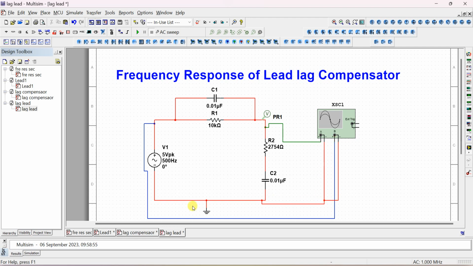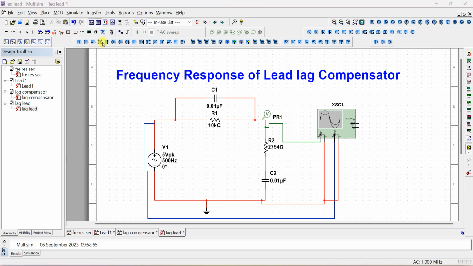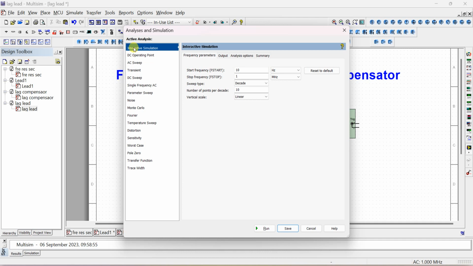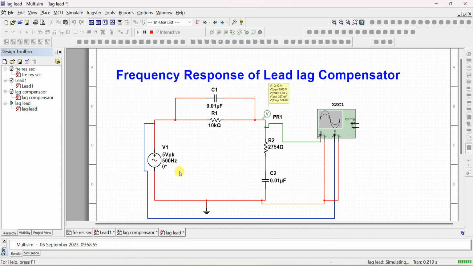Now, to find the phase shift at a particular frequency, we have to find phase shift. So don't go for AC sweep. Go to simulate analysis. You have to go for interactive. This interactive is only one particular simulation. Okay, run now. So now the input is given with a single frequency of 500 hertz.